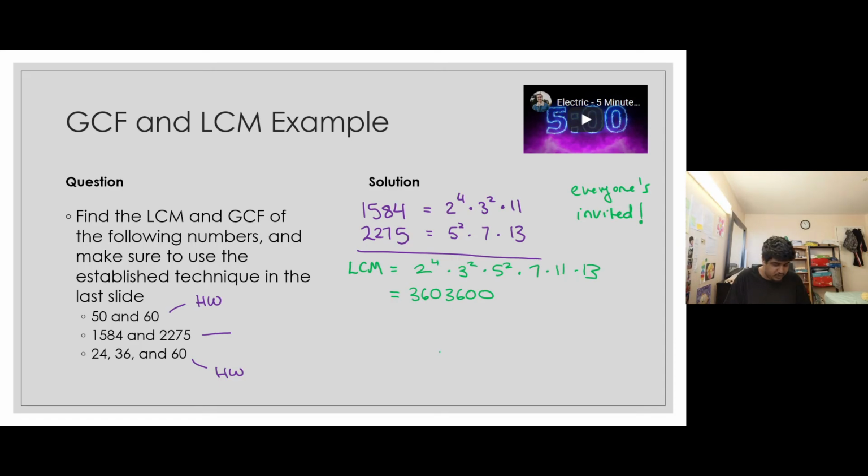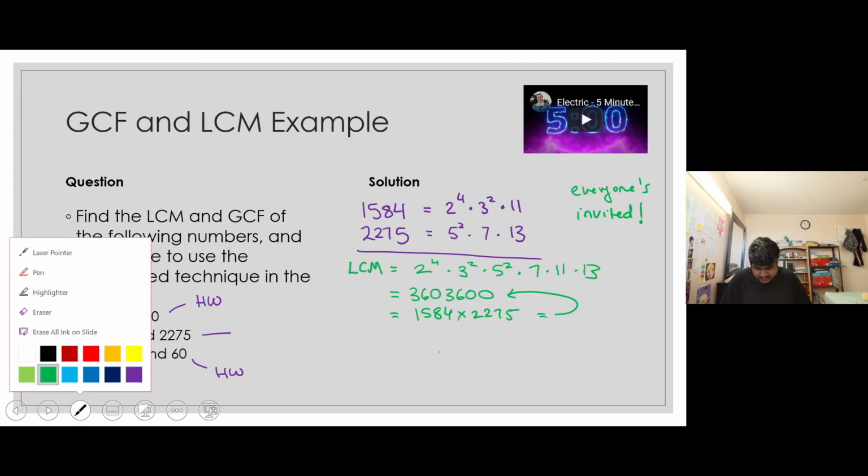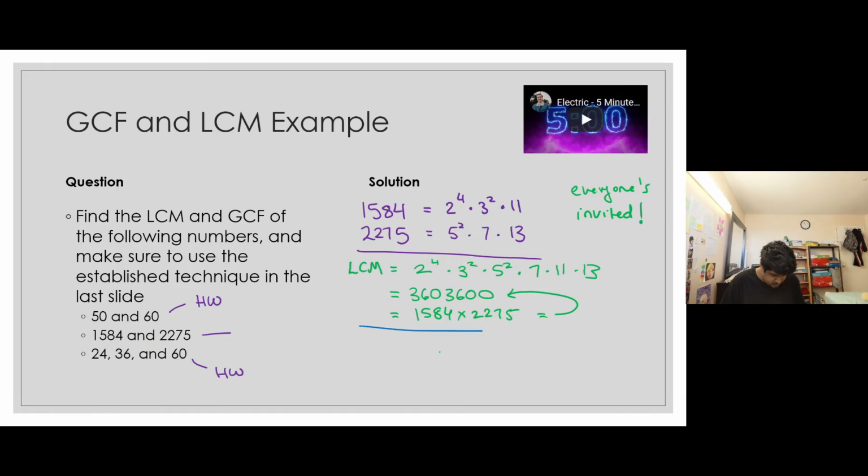But notice one more thing is that if we just did, for example, 1584 multiplied by 2275, we get the same value, right? We get this value. So what does that tell us? Well, let's do one more thing. Let's do the GCF, and then I will tell you what this tells us.